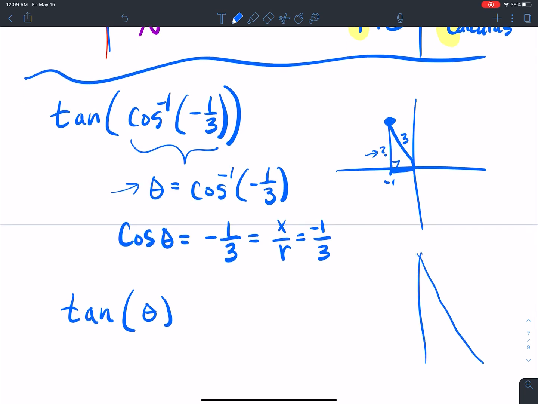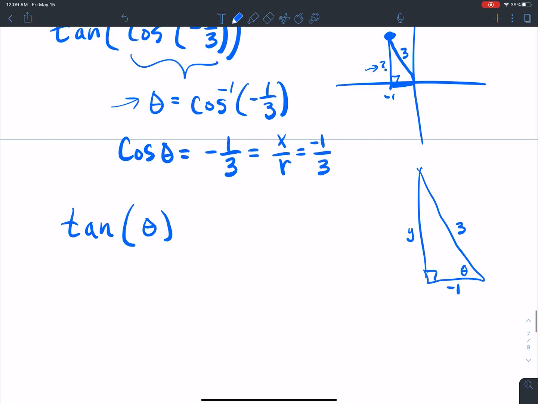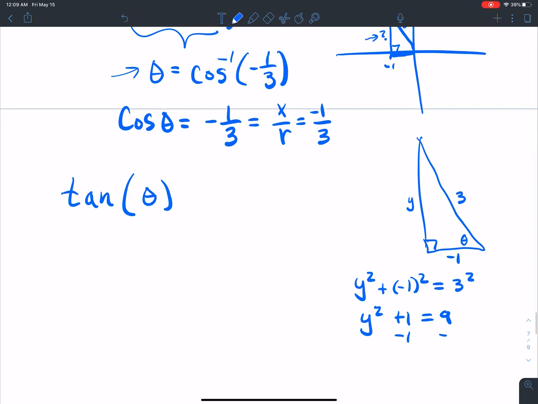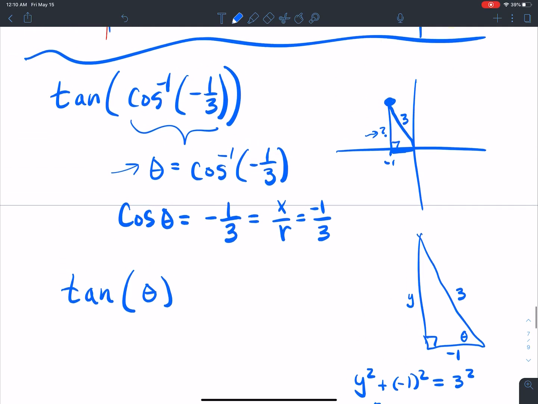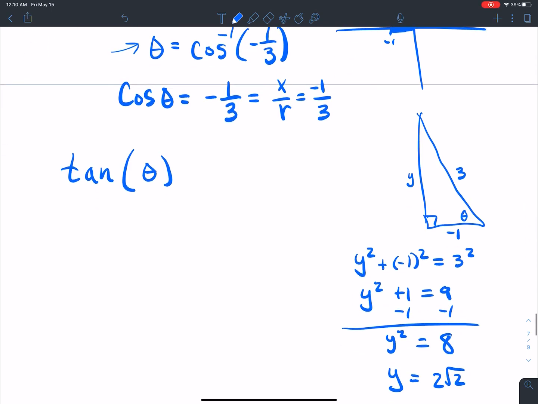So when I look at this triangle, I'm drawing it a little bit bigger here. This is my theta. I know that's negative 1. I don't know what that is, I'll call it y. And I know that that's 3. So y squared plus negative 1 squared equals 3 squared. So it's y squared plus 1 equals 9. This looks familiar. Minus 1, I get y squared equals 8. When I square root, I get y equals 2 square root 2. Now, why do I take the positive one? Well, when we're in quadrant 2, y is greater than 0. It's positive.